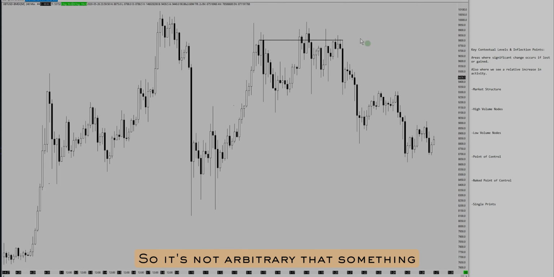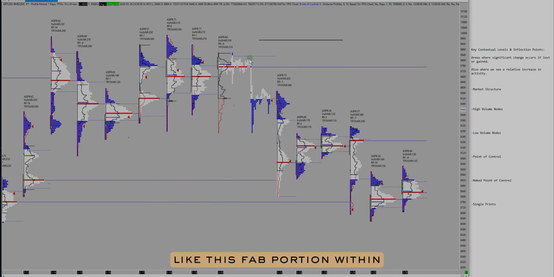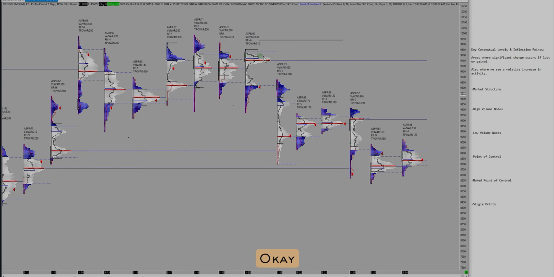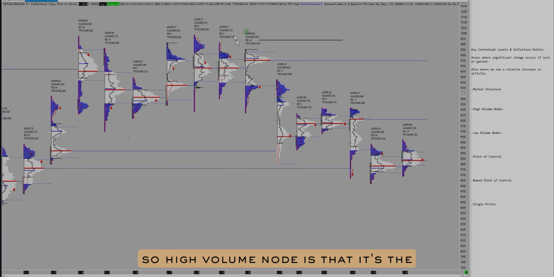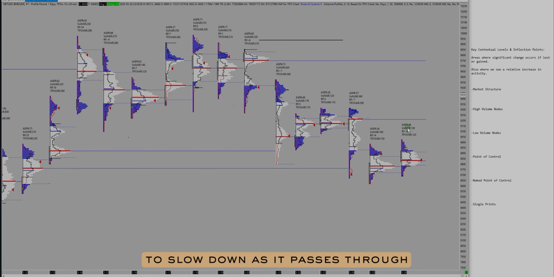So it's not arbitrary that something like this fat portion within the structure is constructed. What we see is that there's a great deal of confluence between this and previous levels within actual candlestick structure, and if we're looking back at the levels of thickness within this entire range. So high volume node is that. It's the large perturbations or large structures on these TPOs, and it represents that we spent a good amount of time there. And what that means is that there was definitely a good amount of structure established in that area. So high volume nodes are areas where we can expect the market to slow down as it passes through or approaches, to act as a support or resistance.